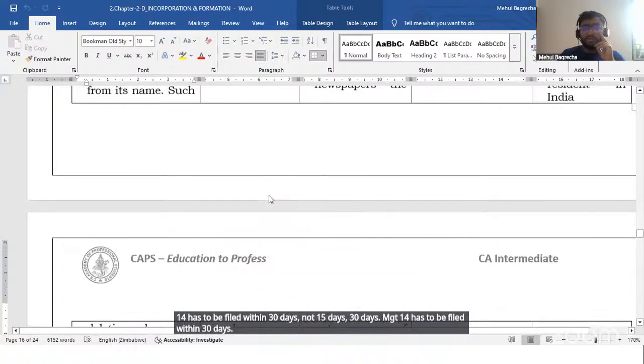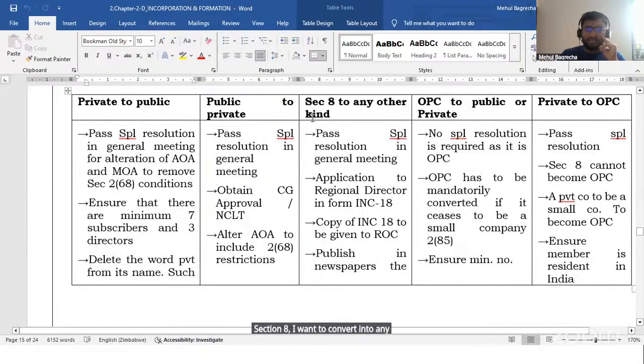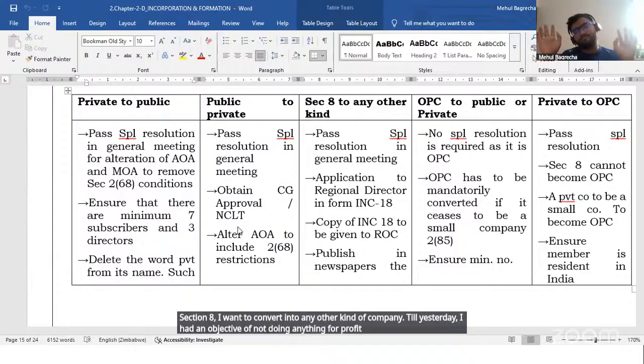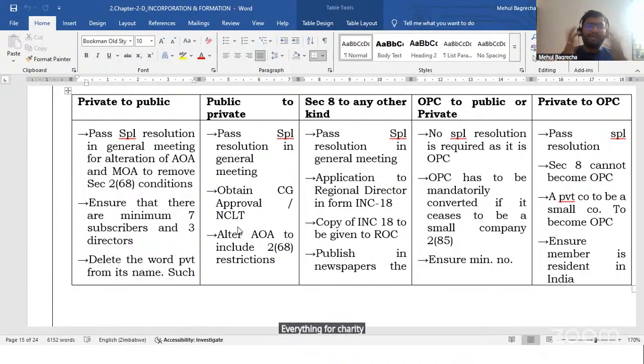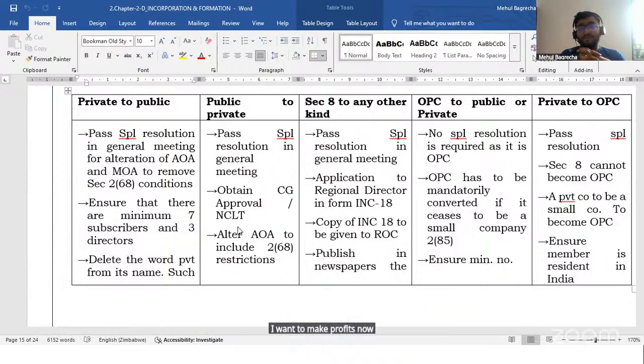Remember. Next. Section 8, I want to convert into any other kind of company. Till yesterday, I had an objective of not doing anything for profit. Everything for charity. Today, I realized the world is not kind enough for me to do all this. I want to make profits now. Now, what will I do?